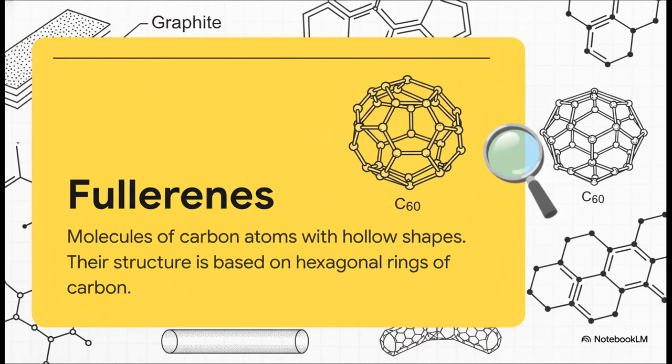Then you've got fullerenes, which are a whole family of carbon molecules that form these cool, hollow shapes. The very first one they found was called Buckminster fullerene, or C60 for short, and its 60 carbon atoms form a perfect sphere that looks exactly like a classic football.